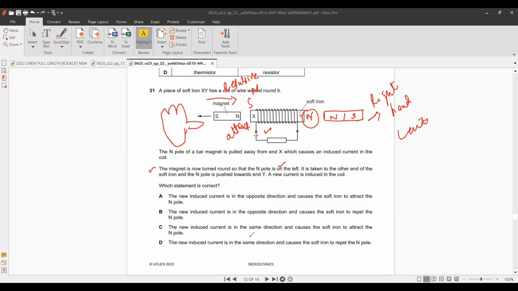So which option would we go for? Same direction, and there would be a repulsive force. The repulsion is only present in option D. The induced current is in the same direction, which causes the soft iron to repel the north pole. I hope you understand this question now.